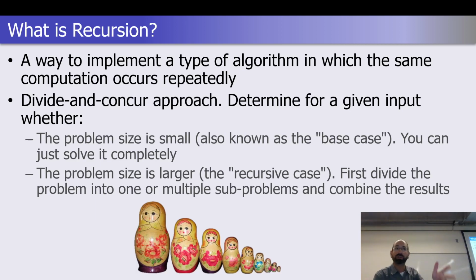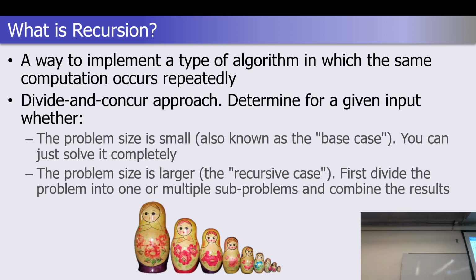Then you have the general case where your problem is potentially, quote unquote, larger. That's the recursive case. The idea is that you take that larger problem and subdivide it into successively smaller subproblems, and then ultimately combine back the results. So you have your Matryoshka doll way of looking at it. In order to solve this problem, you first solve this problem and combine the results.